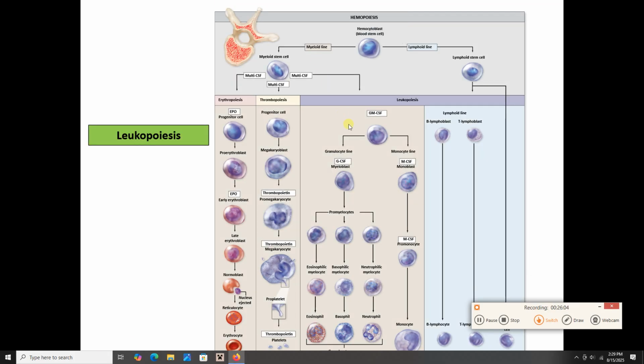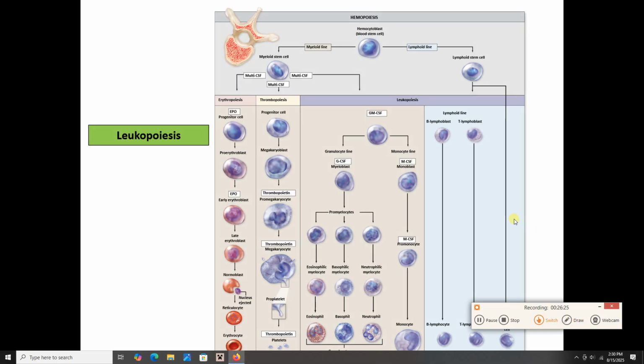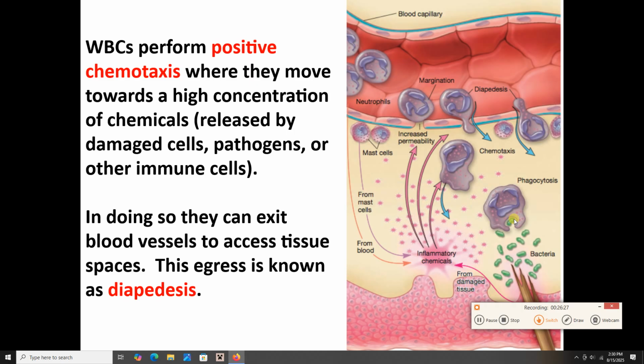Leukopoiesis is going to be starting with that same stem cell, which remember was the hemocytoblast. So all of your white blood cells are made from that same stem cell as the red blood cells as well. And that stem cell is the hemocytoblast. Okay, so one of the cool things white blood cells do is something called positive chemotaxis.